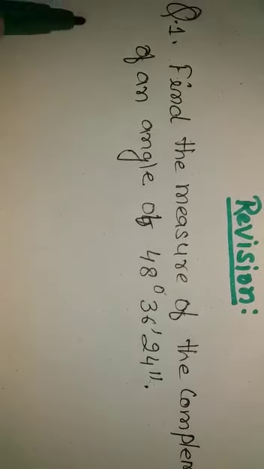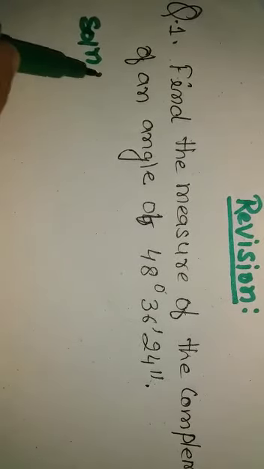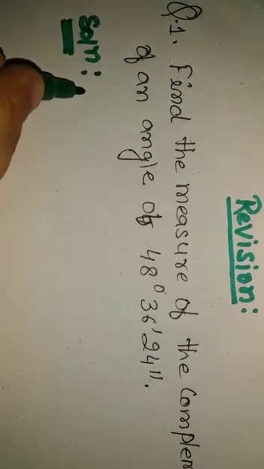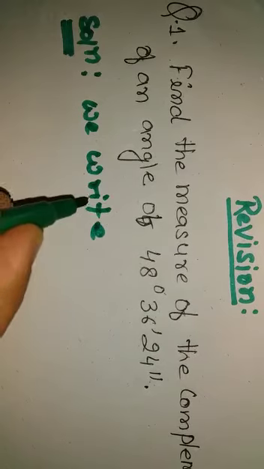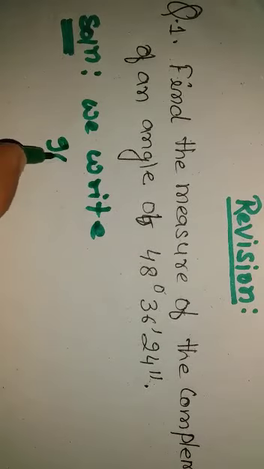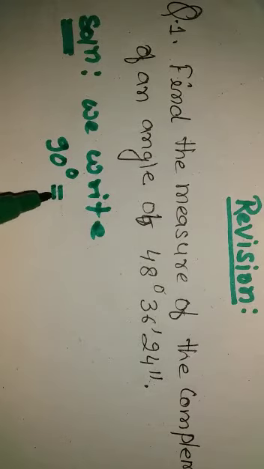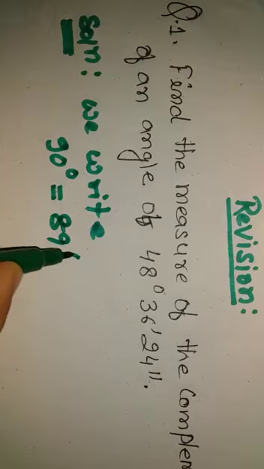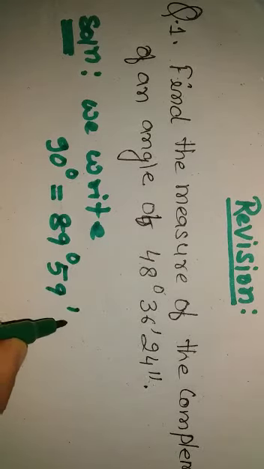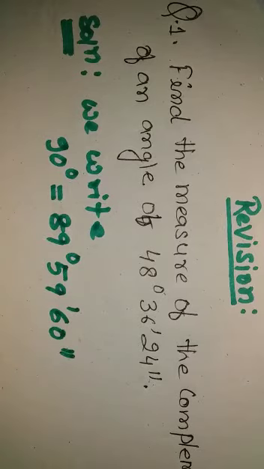For this, we write 90 degree because it is complement. So we write 90 degree is equal to 89 degree 59 minute and 60 second. This 90 degree can be written in this way also.